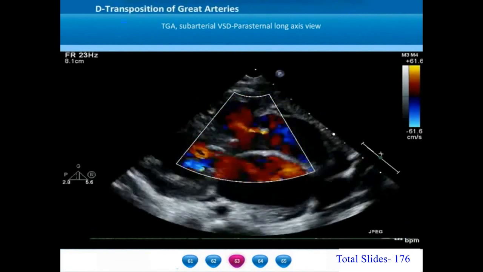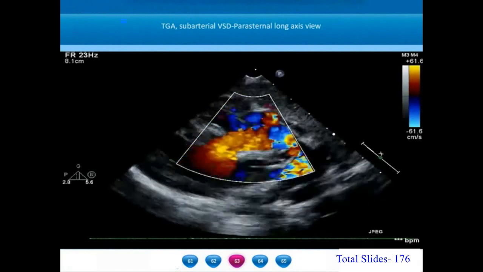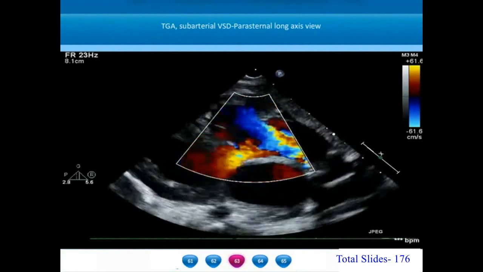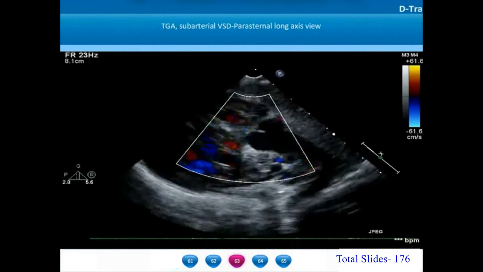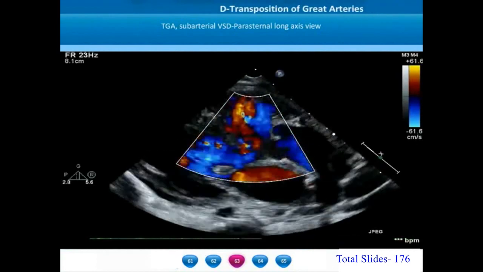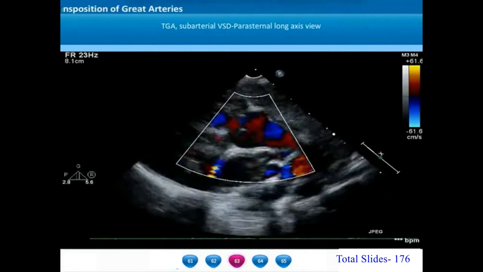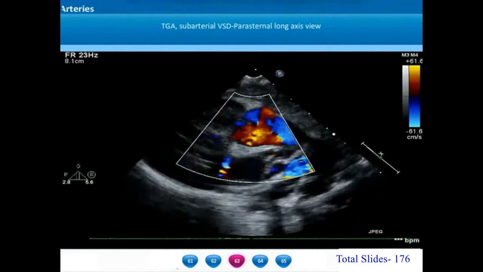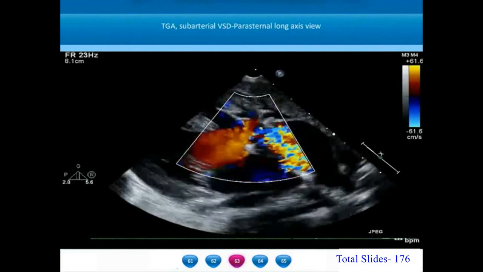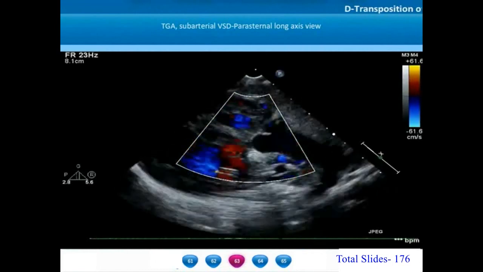Large conotruncal subarterial VSDs are also very common in transposition of great arteries. In this parasternal long axis view, we can notice that there is a very large subpulmonary VSD. In the initial frames, we can see that the pulmonary annulus overrides the ventricular septal defect. Around 50% of the pulmonary annulus is committed to the left ventricle and another 50% is committed to the right ventricle. And on a further sweep, we can notice the aorta originating from the right ventricle.